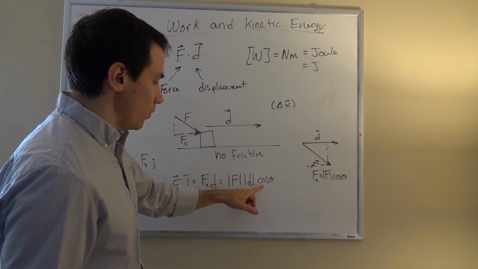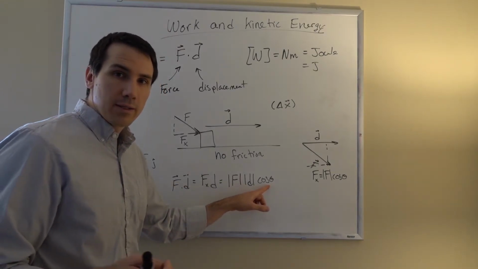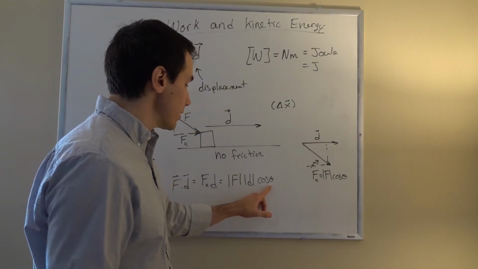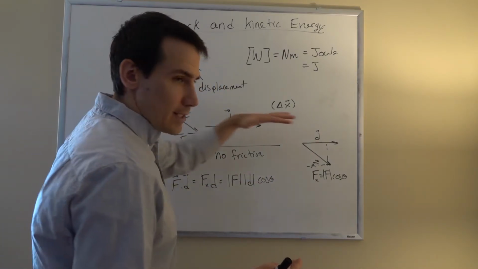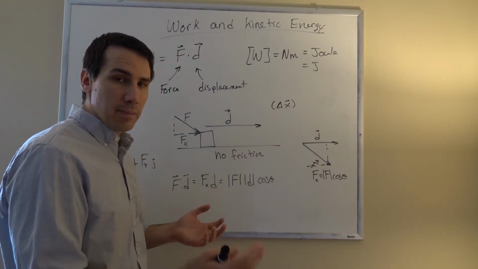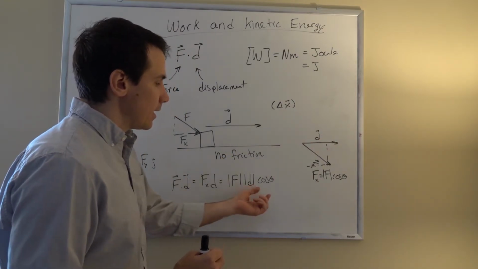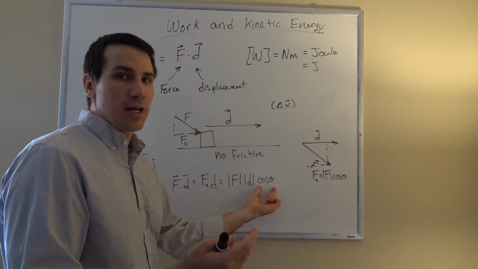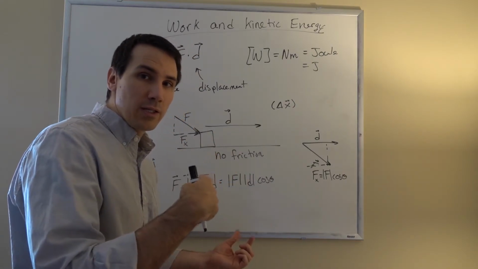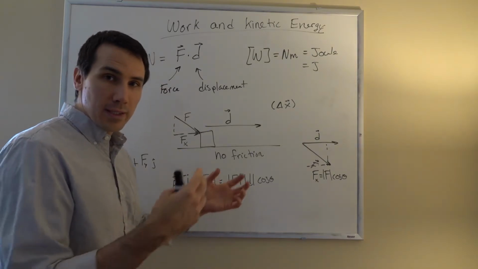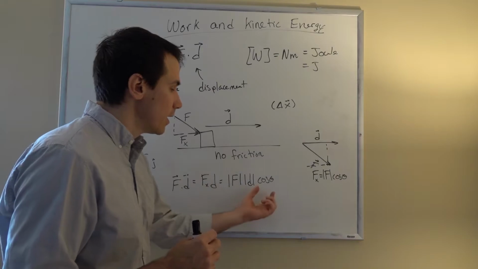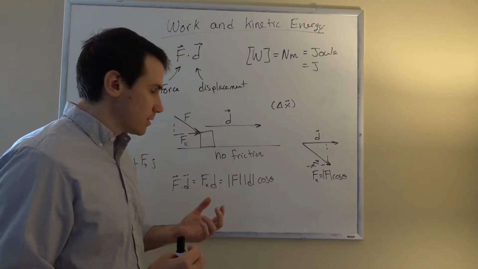So remember, if theta is less than 90 degrees, my cosine of theta is positive, and my two vectors point in the same direction, and I should have a positive dot product. And if theta is greater than 90 degrees, the two vectors point in opposite directions, or their parallel components point in opposite directions, and I should have a negative dot product.